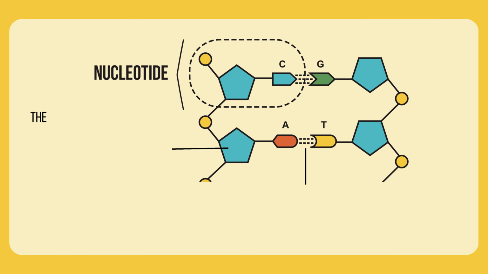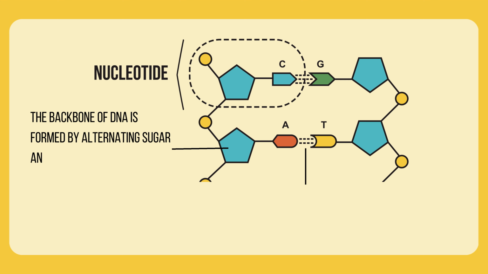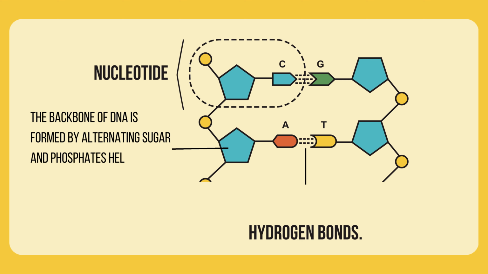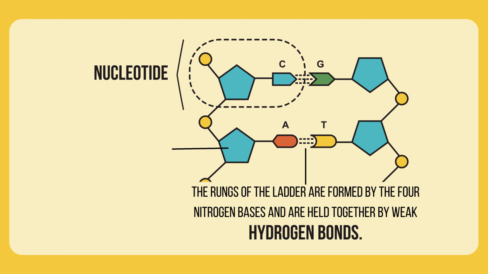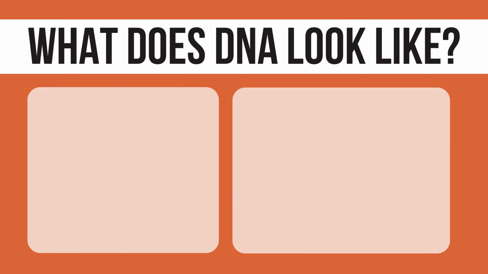Nucleotide. The backbone of DNA is formed by alternating sugar and phosphates held together by a strong bond group. Hydrogen bonds. The rungs of the ladder are formed by the 4 nitrogen bases and are held together by heat. What does DNA look like?